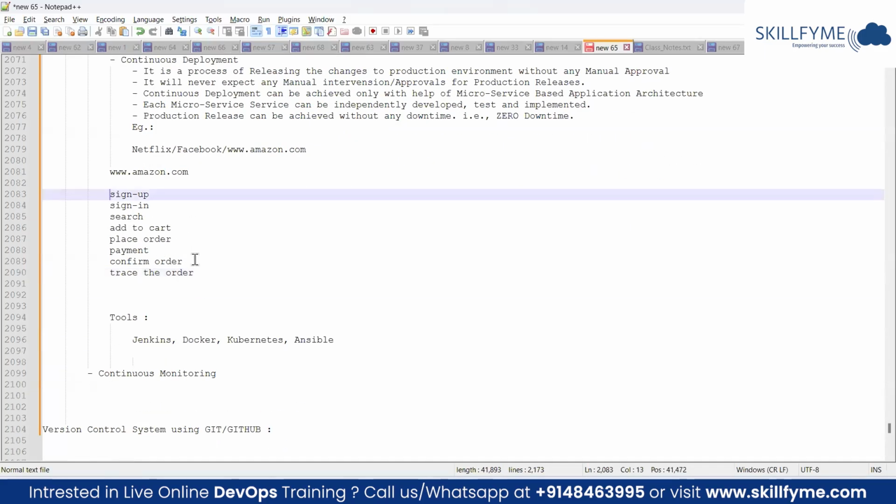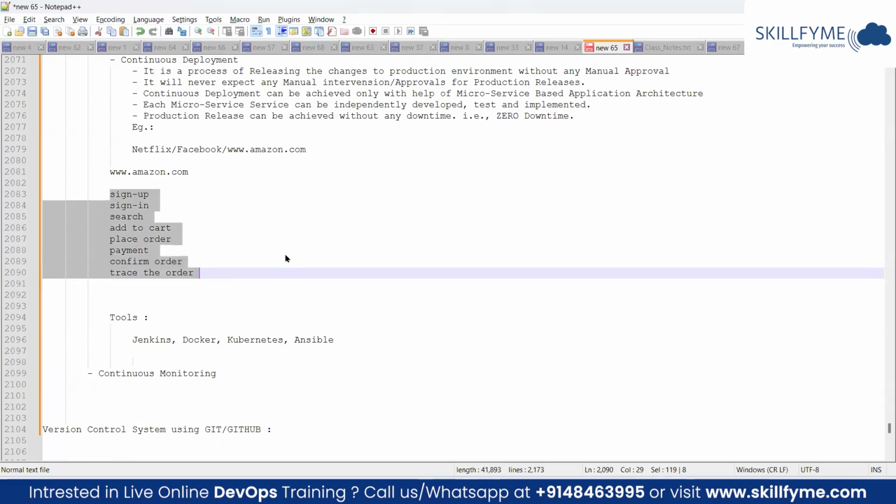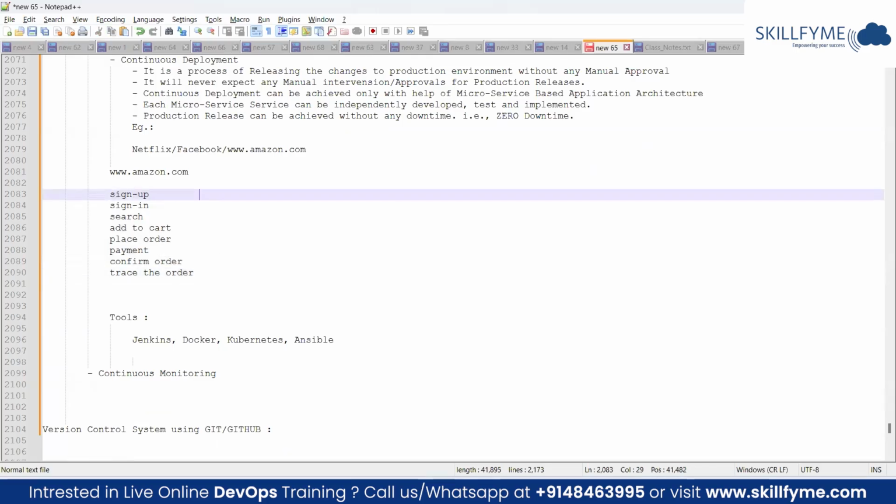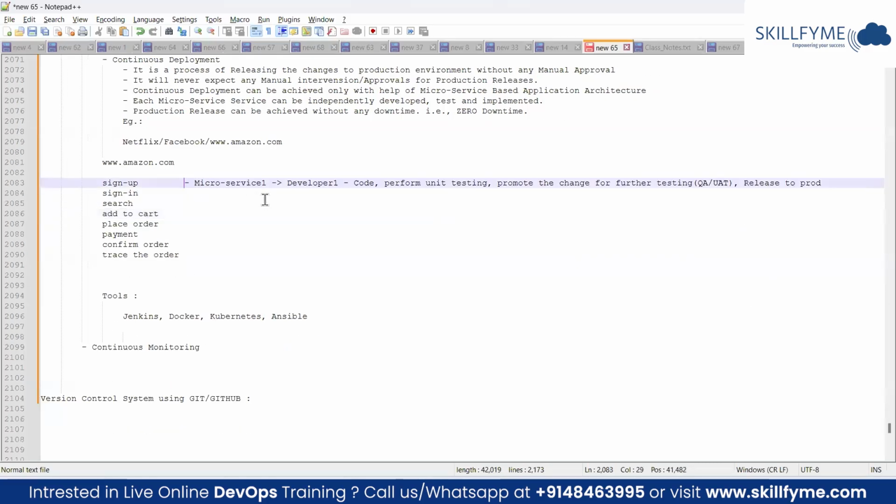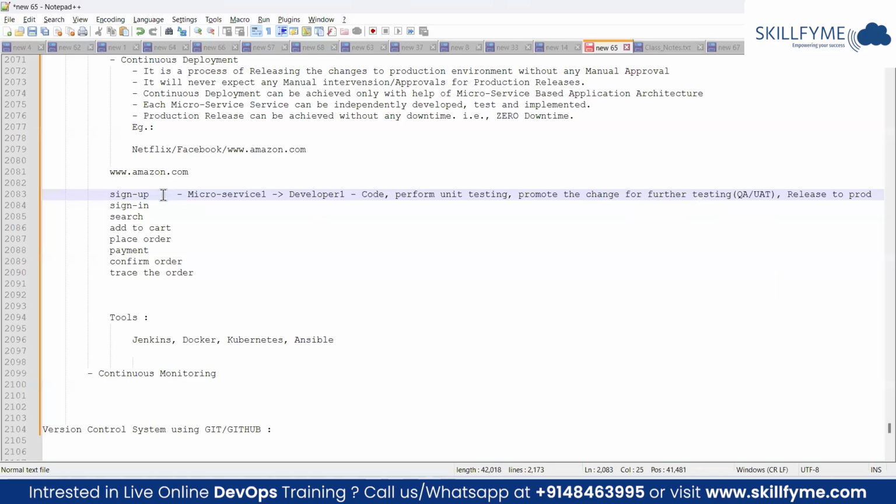But if you consider all these activities from a development or DevOps perspective, each one can be considered a microservice. This is microservice one, and this microservice can be independently developed by a developer. Assume I have a developer assigned to this particular service. He can independently code the changes, perform the unit testing, and then promote the changes for testing, that is QA and UAT, and then release. These are all the activities I can perform as a developer.